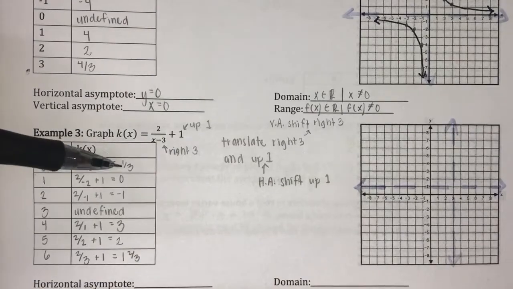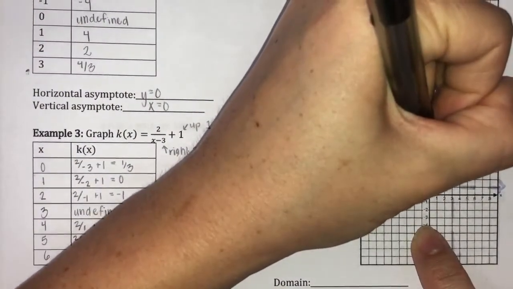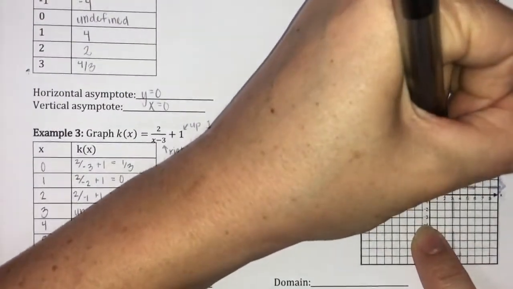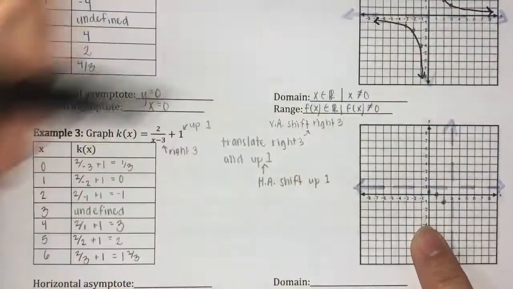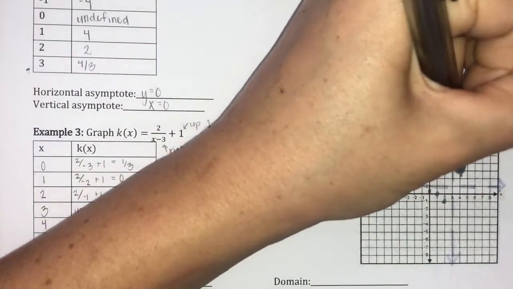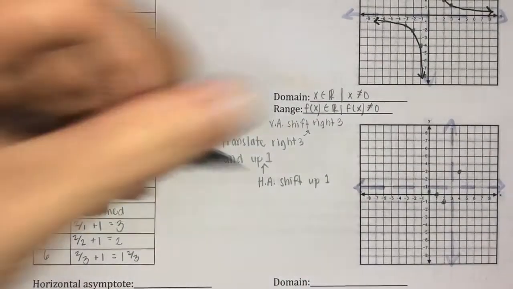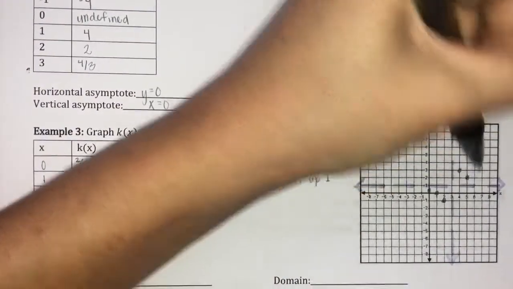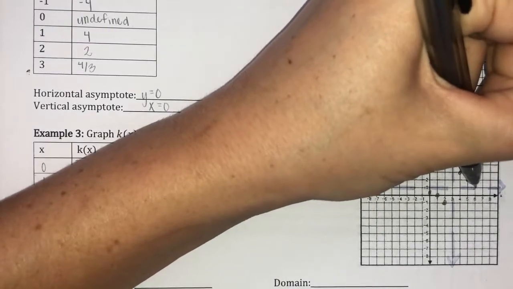Okay, so 0, 1/3, so I'm not going left or right at all, I'm just going up 1/3 for that first point. And then 1, 0, I'm going right 1, up 0. 2, -1, I'm going right 2, down 1. And then 3 is undefined. 4, 3, so right 4, up 3. And then 5, 2, so right 5, up 2. And then 6 and 1 2/3, so 6 and up 1 and 2/3.